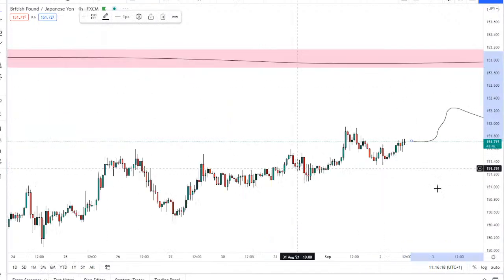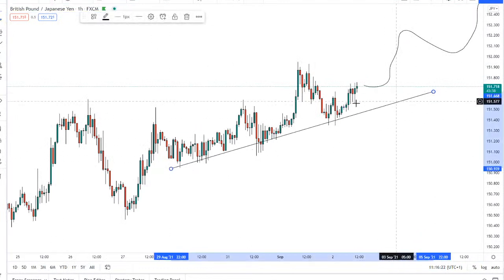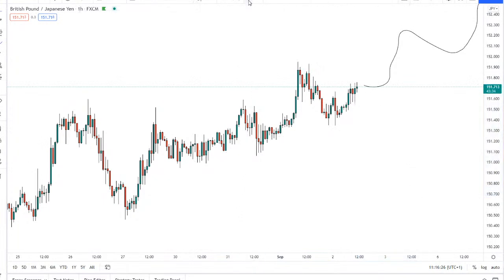If it does change bearish, like I said, if we can break through the trend line, then sells will be looking good, just breaking through that and then selling it back down again. But yeah, for me, it's looking quite bullish.